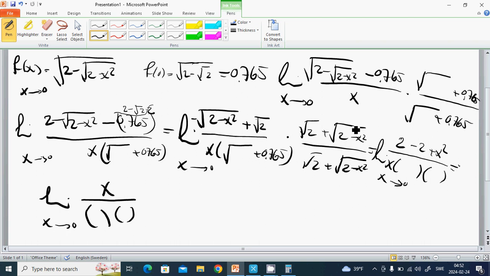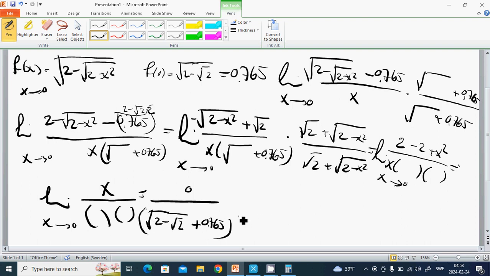First parenthesis is this one. It is x equals 2. It is 0 divided by square root of 2 minus square root of 2 plus the other term, and the second parenthesis is this, it is square root of 2 plus square root of 2, which is 0.